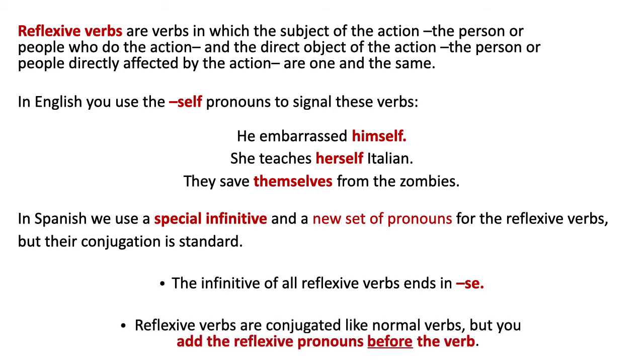The second rule is that reflexive verbs are conjugated just like normal verbs, but you add reflexive pronouns before the verb. Okay? Before the verb. So let's look at an example. This is a woman waking up by herself. No one is helping her. So we said that this action is despertarse, to wake oneself up. And we also said that despertar is an E to IE stem changing verb. Let's remember that.